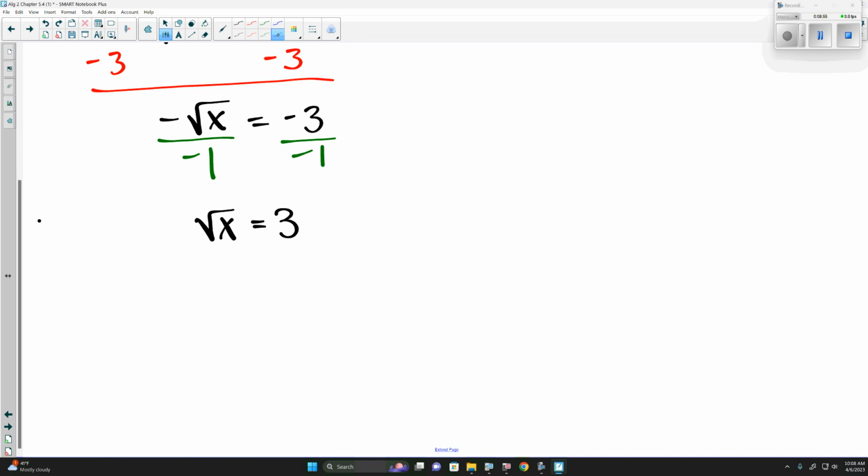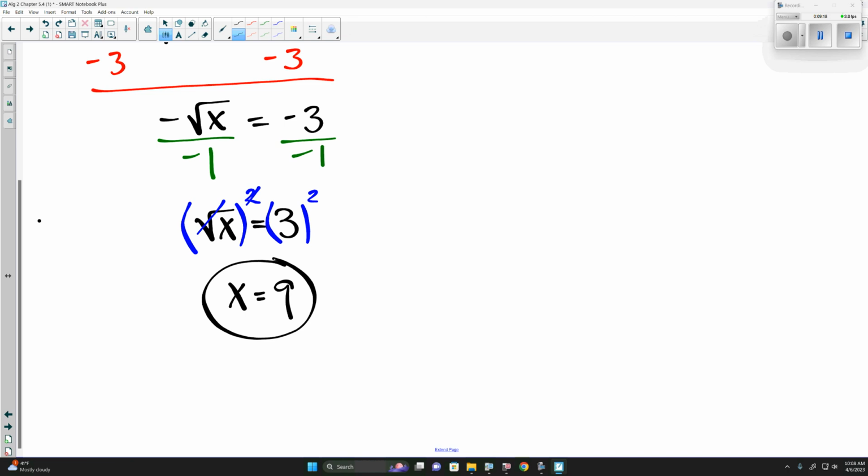Put both sides to the nth power. Well, our nth power in this case is 2, because we're dealing with square roots, so it's just going to be 2. So here, the square root and square will cancel, leaving us with just x is equal to 3 squared, which is 9.